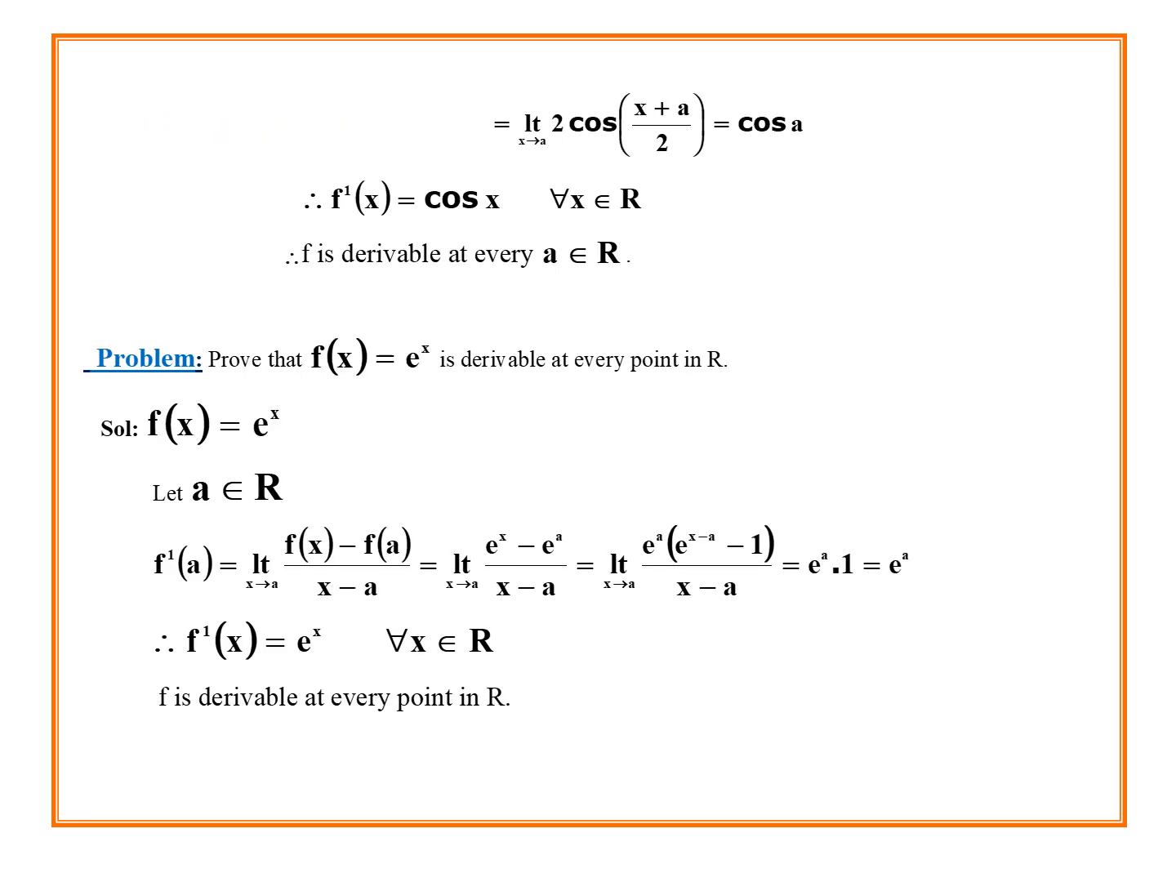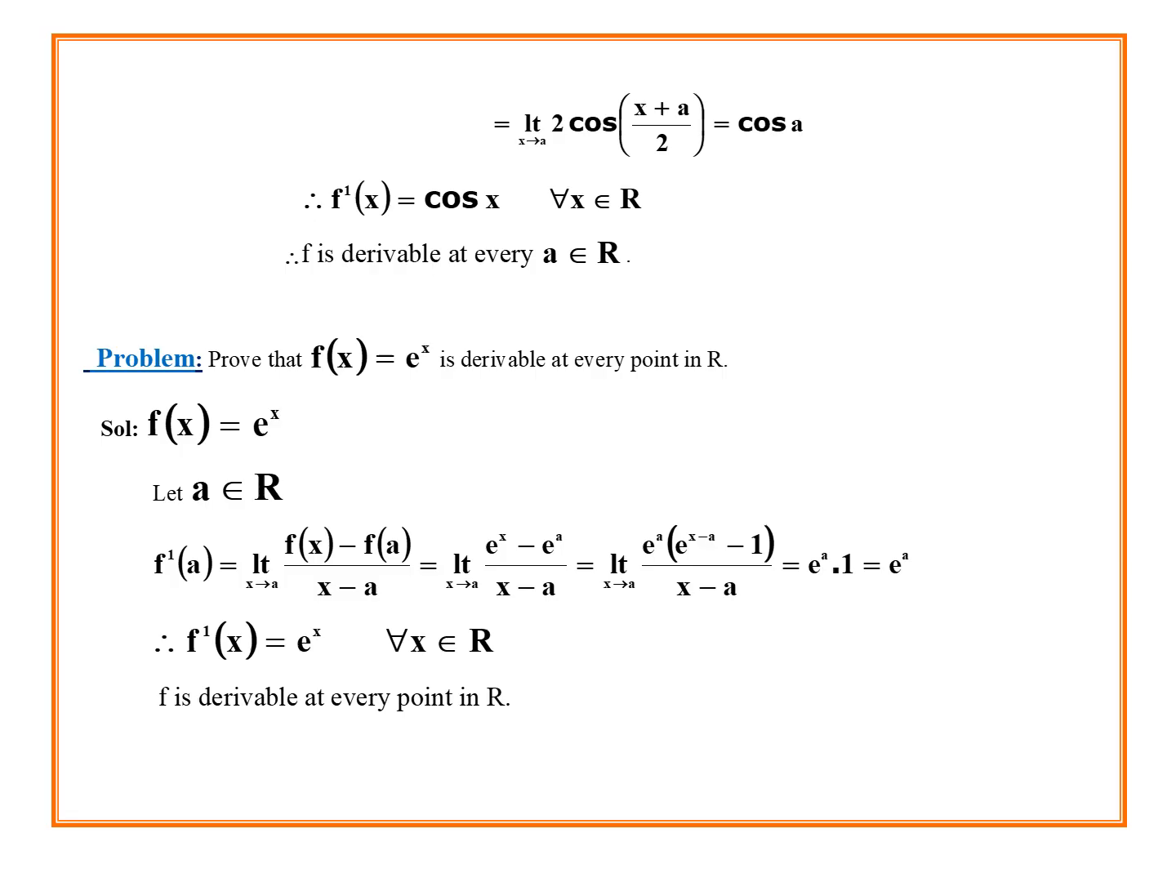Now, continuation of the above problem. Limit x tends to a, 2 cos((x + a)/2) is equal to cos a. Therefore f'(x) is equal to cos x for all x belongs to R. Therefore f is derivable at a belongs to R.